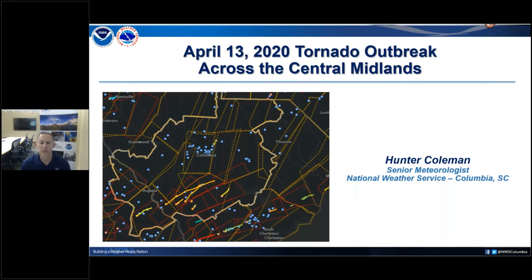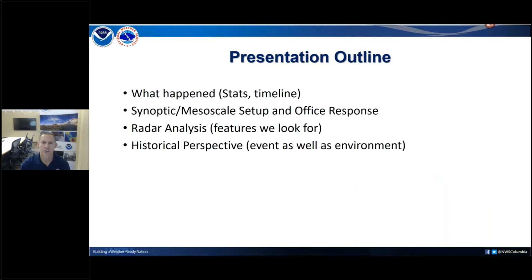This was a unique and high impact event, not only for our area, but also for the state of South Carolina and parts of Georgia. So the general outline for the presentation will be as follows. We'll briefly touch on what happened, give you a little bit of statistics from the event itself, and also provide a timeline of the tornadoes.